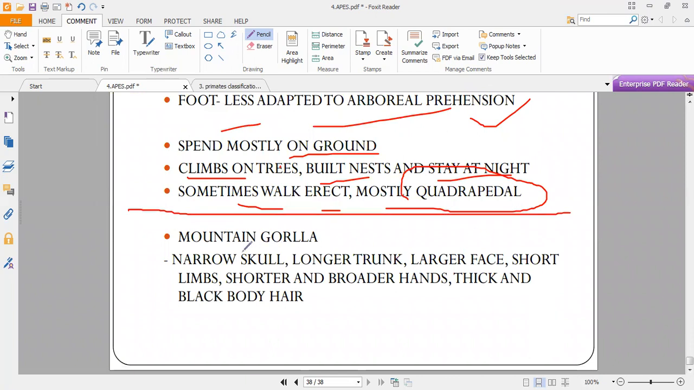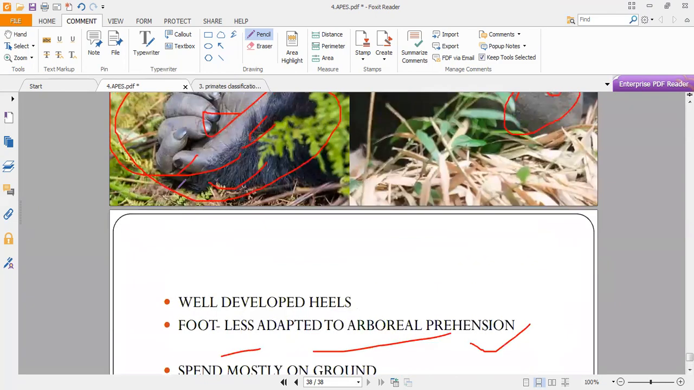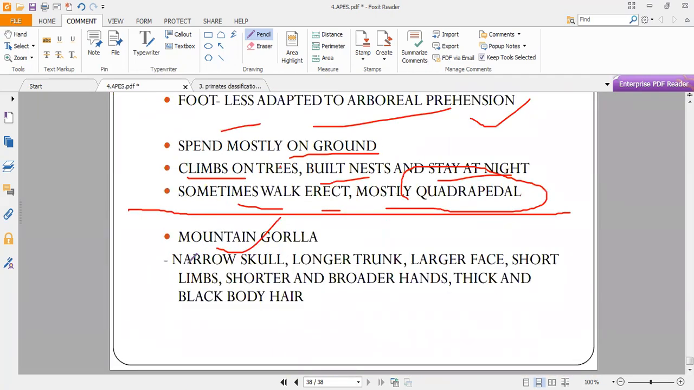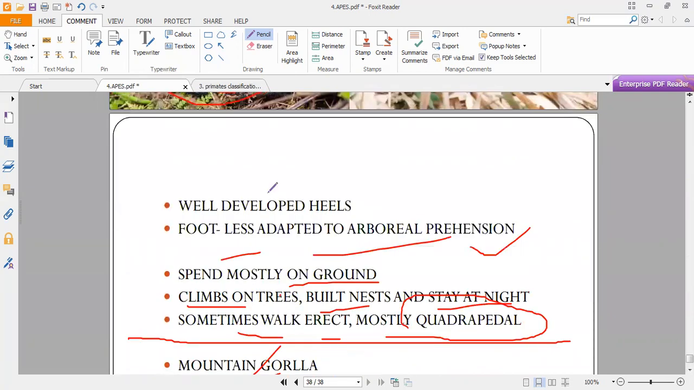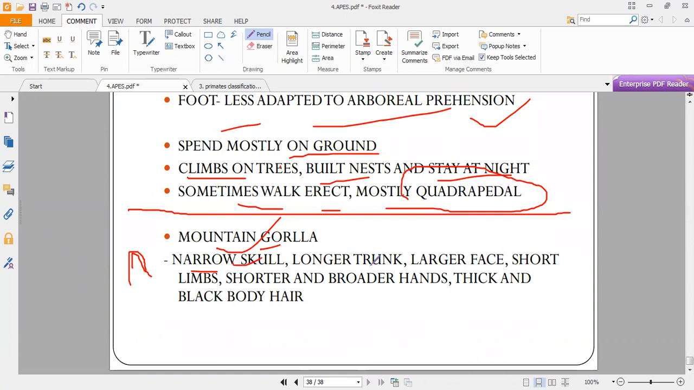There is another variation called mountain gorilla, another species. This mountain gorilla is a little bit different. All the other characteristics are the same. So how are they different? They have a very narrow skull compared to the equatorial gorilla. This mountain gorilla lives in the higher parts, mountainous or hill areas, while the others are mostly in the plain areas, equatorial regions. The mountain gorilla has a narrow skull, longer trunk, large face, short limbs, shorter and broader hands, thick and black body hair. So these features are mostly the same.